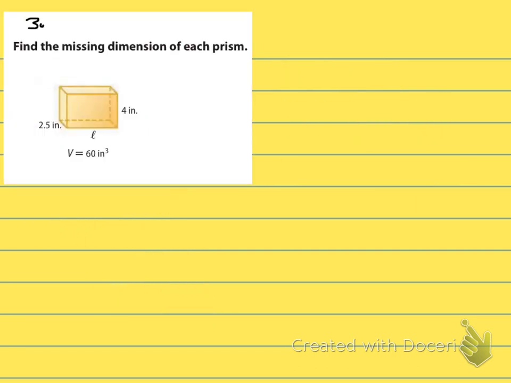Be sure to number your problem. This is number 3. It says to find the missing dimension of each prism. So right here you have a rectangular prism. So you want to start with your formula, which is going to be V equals LWH. Remember, your L does need to be written that way because we need to be able to distinguish the L from the number 1. So now we want to identify each piece.